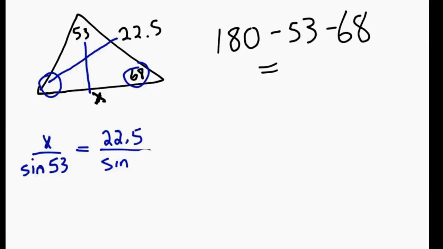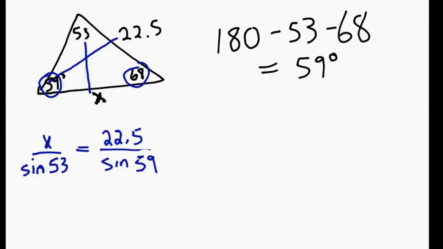So when you do that on your calculator, you get an answer of 59 degrees. So that means that missing one in the bottom is 59 degrees, and that's the one we're going to put in our sine law formula. We have to use the 59. And that's it. So we've got our side set up.